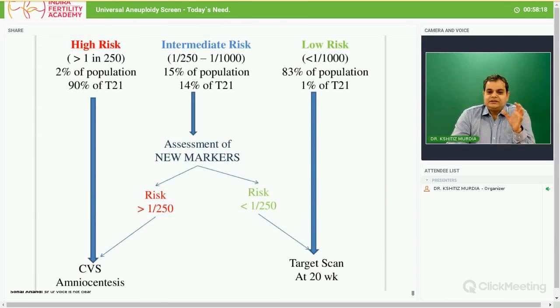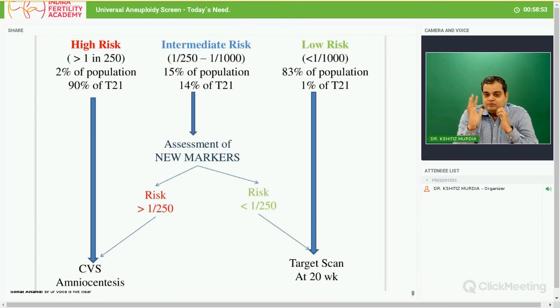So how to interpret the results of the combined test? The result of a combined test comes as a risk, as 1 in something. You can divide that risk into three categories: low risk, intermediate risk, and high risk. Low risk is when the risk is less than 1 in 1,000, and if you are doing the combined test for your whole population, then 83% of your population will fall in this category. And in this category, it can still yield trisomy 21 in around 1%.